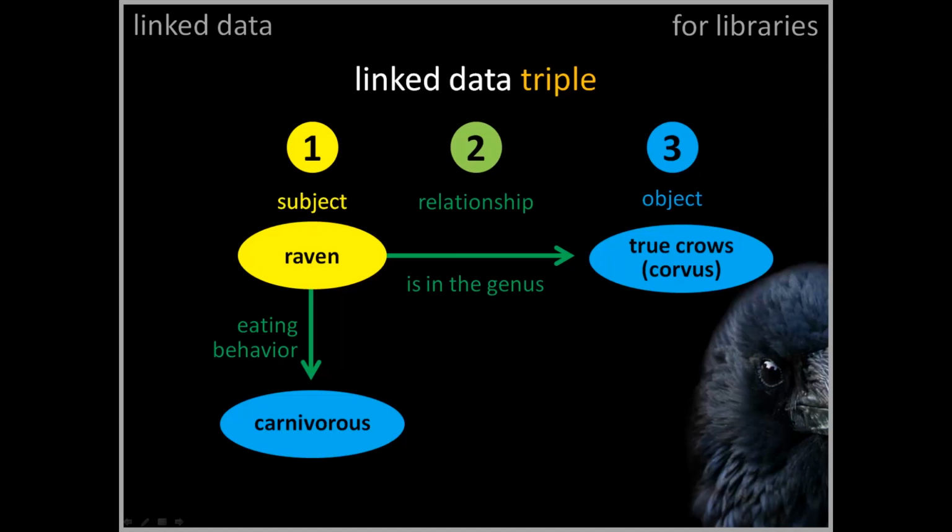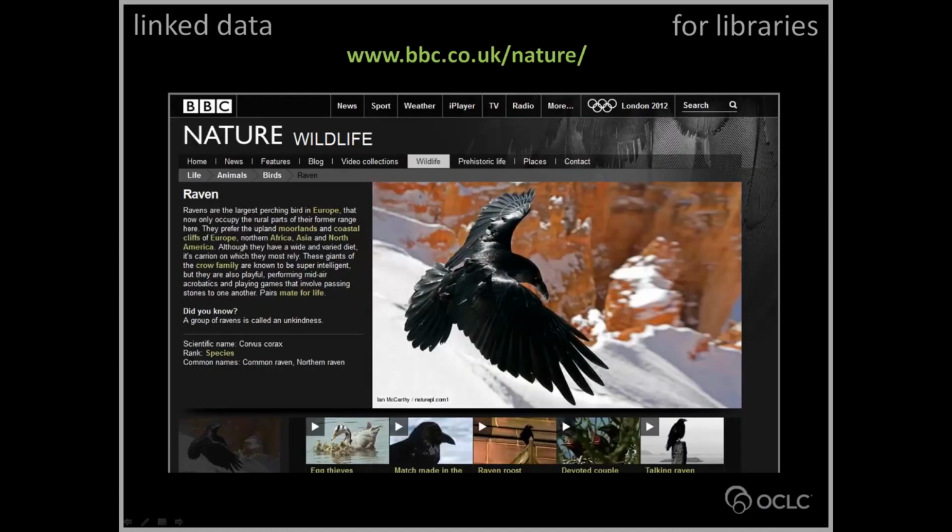The data that's passed back can then be displayed in the subject service. An example of a service that utilizes linked data just like this is the BBC's Nature site. Rather than having pages of static text, the information largely comes from linked data resources on other sites, primarily DBpedia, the linked data version of Wikipedia.